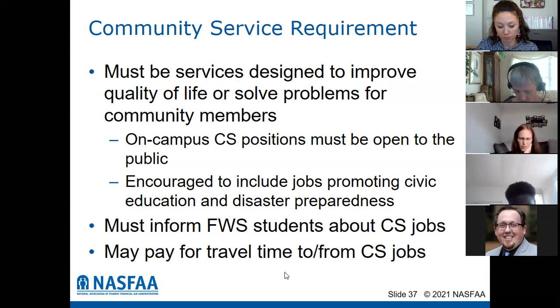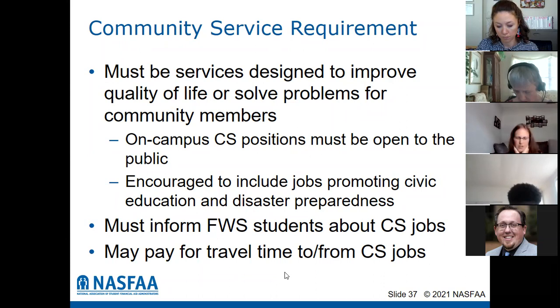So just a few examples of other types of community service positions. They may be clerical or support positions at a food bank, career counselors at a state unemployment office, aides at an on-campus childcare facility if the childcare, and this is the important part, is open and accessible to the community. Service positions to prevent or control crime in the community. Instructional aides who prepare materials for family literacy project activities. Community service jobs can be located on campus if the services are open and accessible to the community. That's the main part to remember.